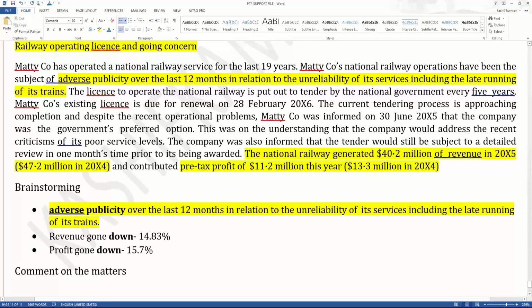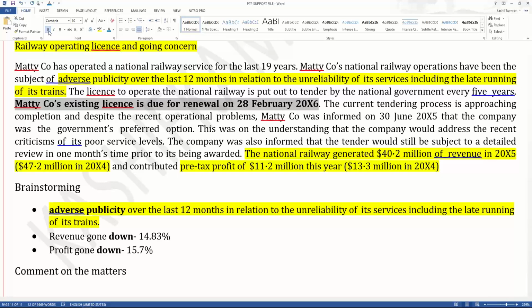The license to operate, I'm reading the third line. The license to operate the National Railway is put out to tender by the national government every 5 years. So every 5 years, the government puts out the tender for operating the National Railway. METI company's existing license is due for renewal on the 28th of Feb 20x6. So your license is due for renewal on 28th of Feb 20x6. That's the foreseeable future, right?